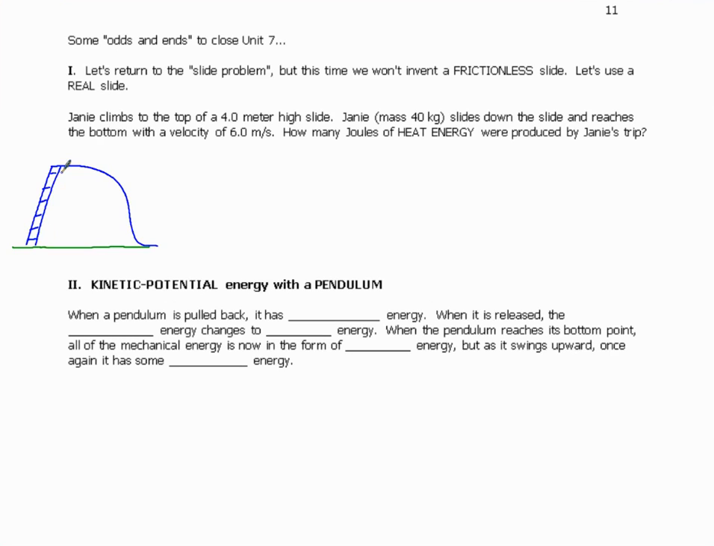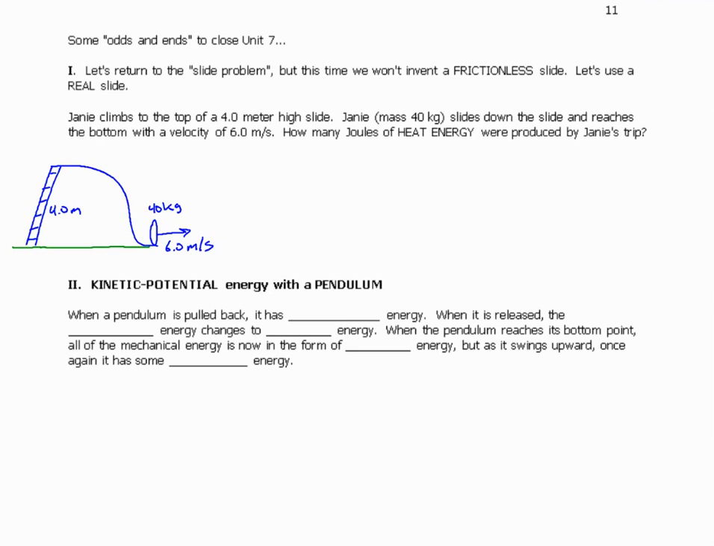This time we're going to use a different situation. Janie climbs to the top of a 4-meter high slide. So there's 4 meters. Janie, mass 40 kilograms, slides down the slide and reaches the bottom with a velocity of 6.0 meters per second. So 40 kilograms, 6 meters per second. Question is, how many joules of heat energy were produced by Janie's trip?